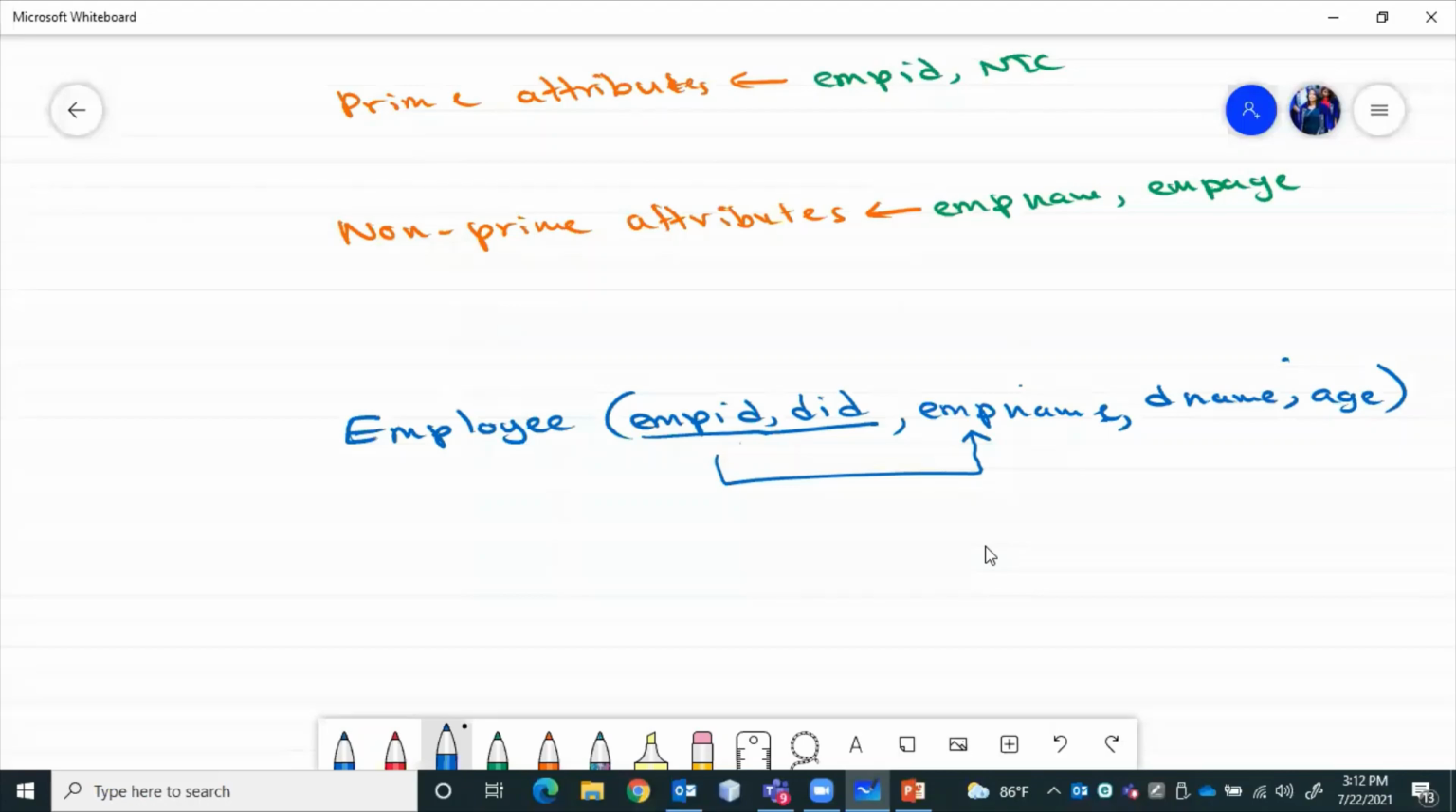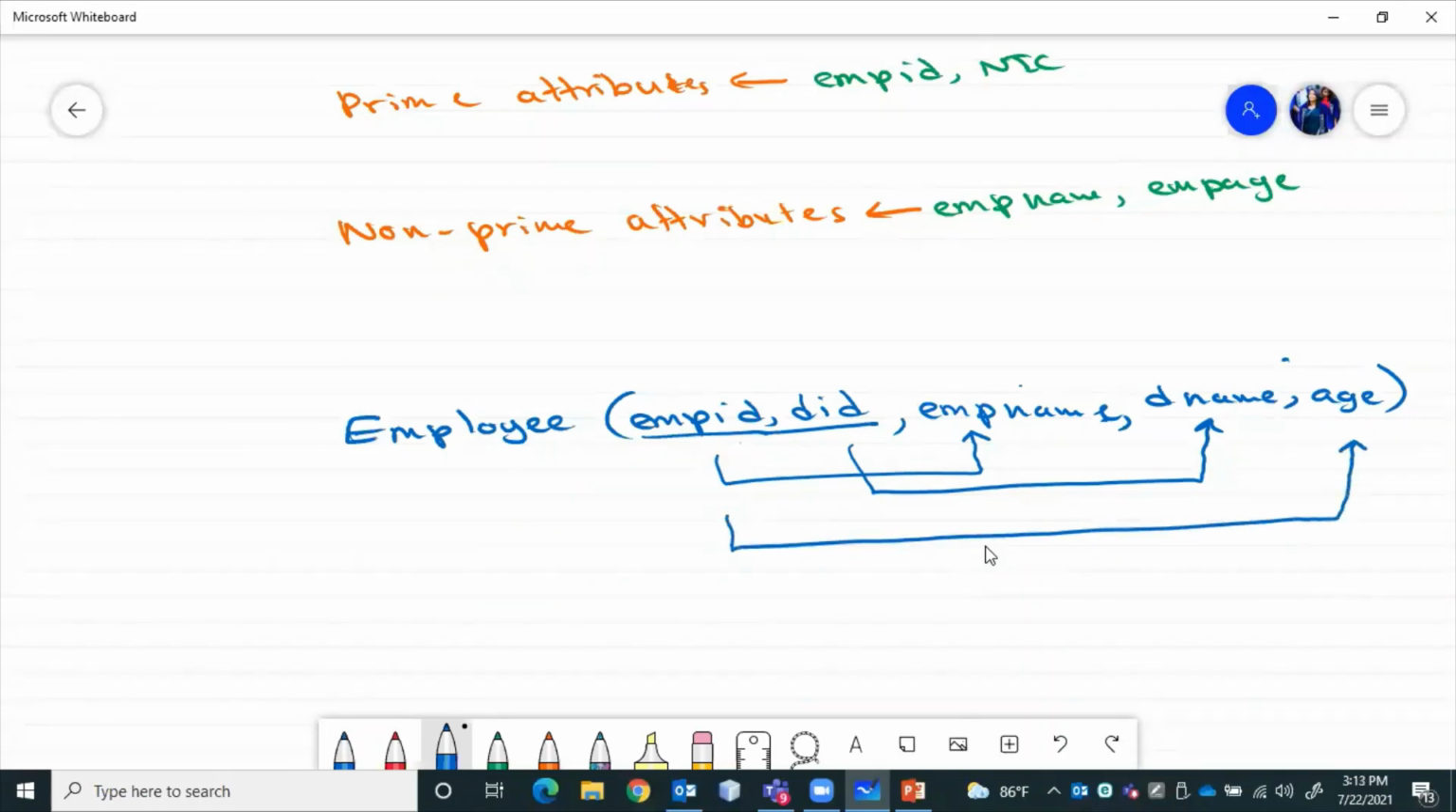And look at this one, department name. Department name is depending on the department ID. See, department name is depending on the department ID. And think about the age. Age is not going to do anything with the department ID, right? Age is depending on the employee ID. So this is known as a partial dependency. Why? These non-prime attributes are partially depending on the primary key attributes. See, right? Full dependency is this.